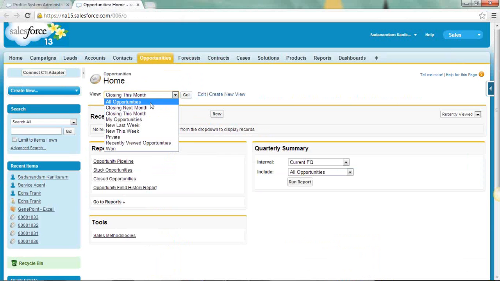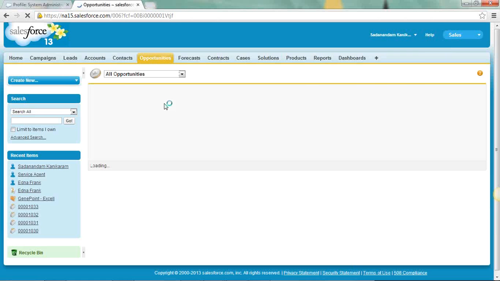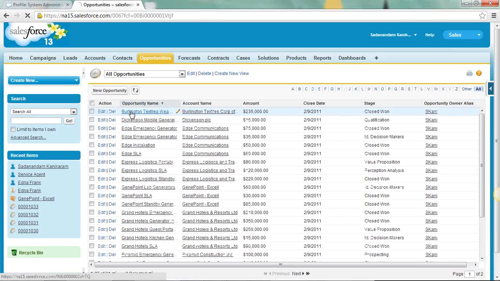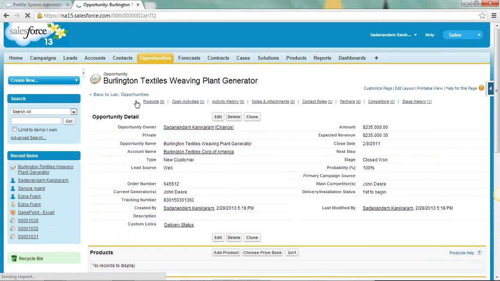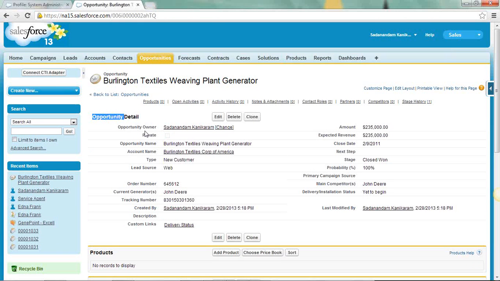Here, when I open all my opportunities and click to open one of these opportunities, what I see is the opportunity detail and related information.